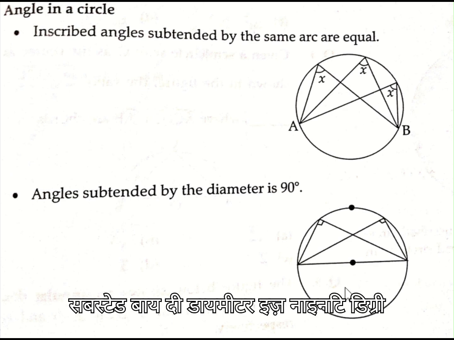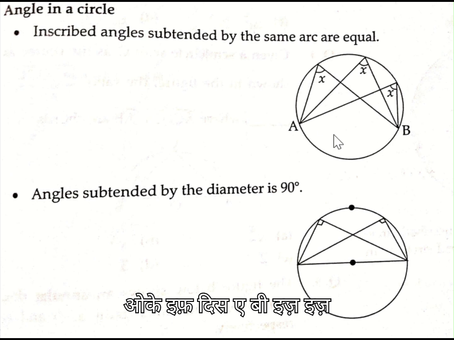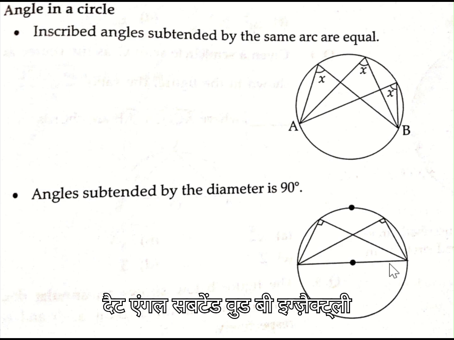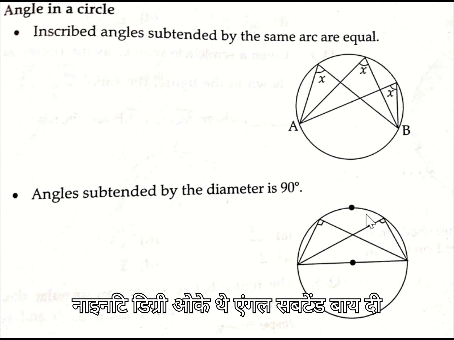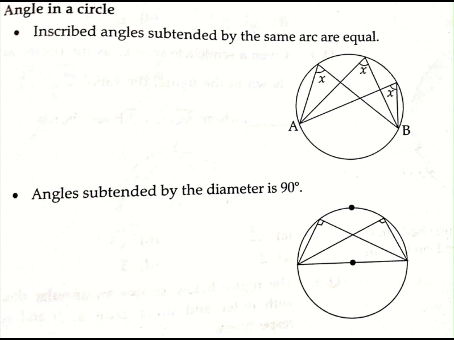Then the angle subtended by the diameter is 90 degrees. If A and B are the endpoints of the diameter, then the angle subtended would be exactly 90 degrees. The angle subtended by the diameter is 90 degrees.